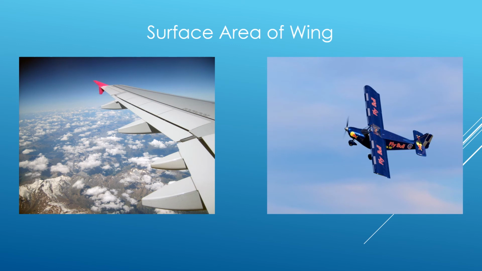The surface area of a wing differs from plane to plane. Larger aircraft typically have larger wings and can generate more lift, but way more than smaller aircraft. Some aircraft even have adjustable flaps that the pilot can use to increase the surface area of the wing and generate more lift.